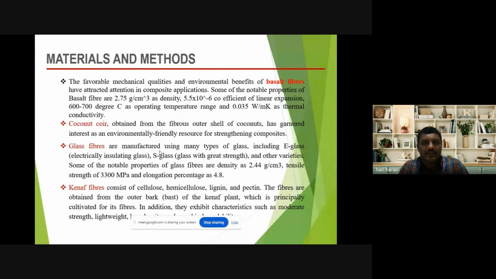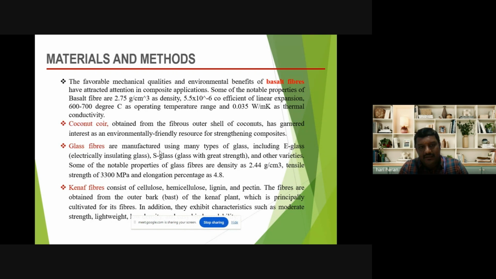Like basalt possesses 2.75 gram per centimeter cube as its own density, and 5.5 into 10 to the power minus 6 as coefficient of linear expansion, and 600 to 700 degrees Celsius as operating temperature, with 0.035 watt per meter Kelvin as thermal conductivity. Similarly, coconut coir is obtained from the fibrous outer shell of coconuts, which are largely available in nature, and the production of coconut coir is not going to be a complicated one.